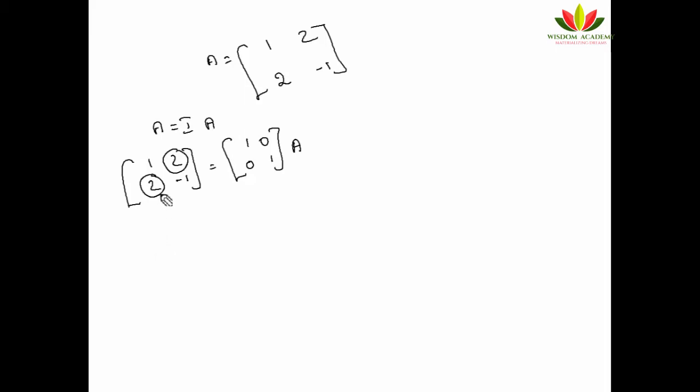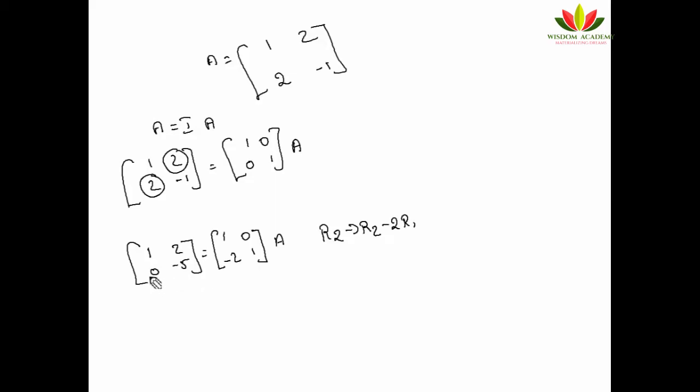So first, to make this 0, what I will do is R2 equal to R2 minus 2R1. Shall I write like this? So what will happen? This 2 will be minus 2 into R1, so I will get 0. I am going to continue the same thing for all the matrices. So what I will get here will be 1 2 0, and here it is going to be minus 5. Okay. The same operation I am doing for this identity matrix also. So this identity matrix will evolve into 1 0 minus 2 1.